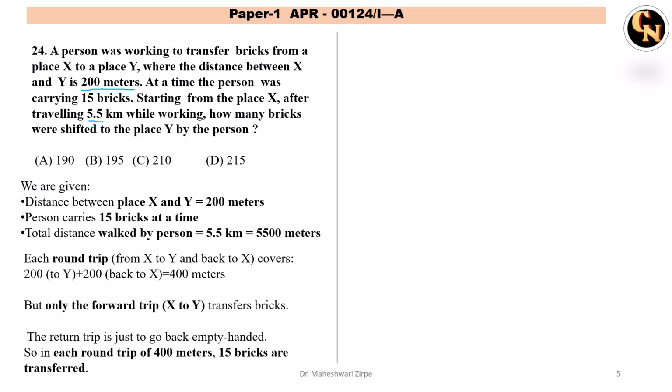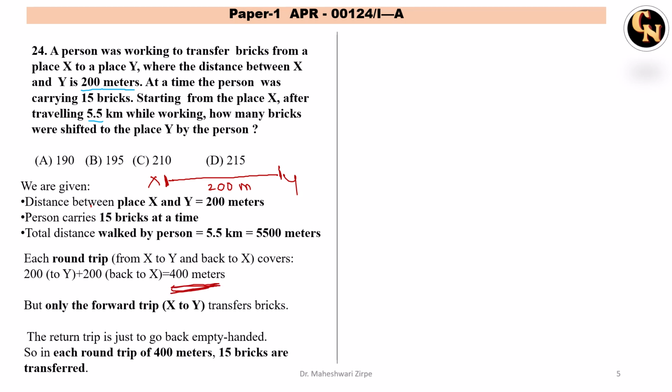Now next, in each trip from x to y, let me show it here. This is your x and this is your y. We had drawn this, and there is 200 meters, correct? So in each trip he covers this much distance, 200 meters from x to y. And he comes back. So to and fro, going forward 200 meters and backward 200 meters, in total he is covering 400 meters.